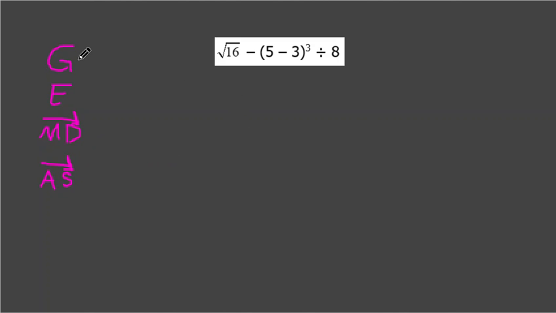Okay, so my first step, groupings. Do I have any groupings? I do. I have these parentheses, so I have to solve those parentheses first. 5 minus 3 is 2, and then I can bring everything else down. So then I'm done with my groupings.